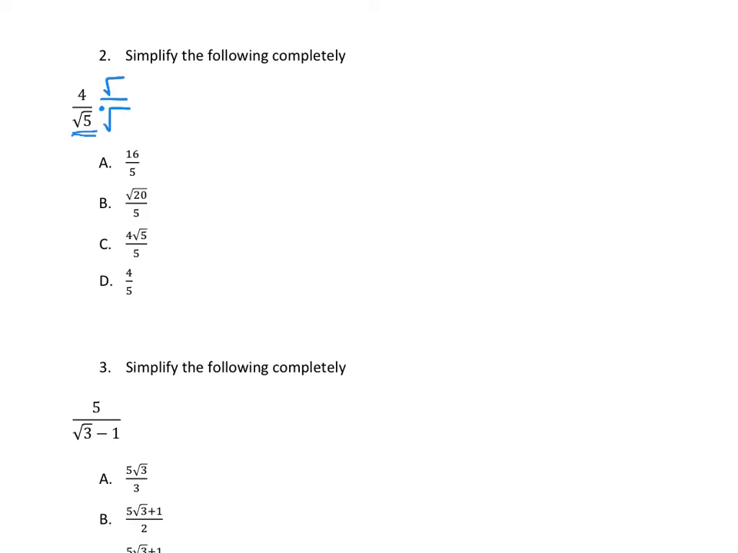So I'm going to multiply by the square root of something in order to make my denominator a perfect square. Well, with square roots, I can always multiply by the same number because the square root of 5 times the square root of 5, well, that's going to be the square root of 25, which will ultimately become 5. So now I've rationalized my denominator and it no longer has a radical. But keep in mind, whatever I do to the bottom, I have to do to the top.